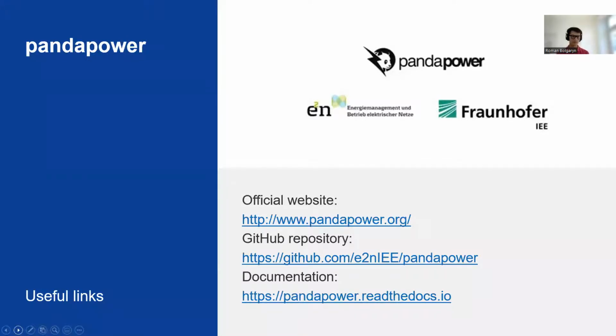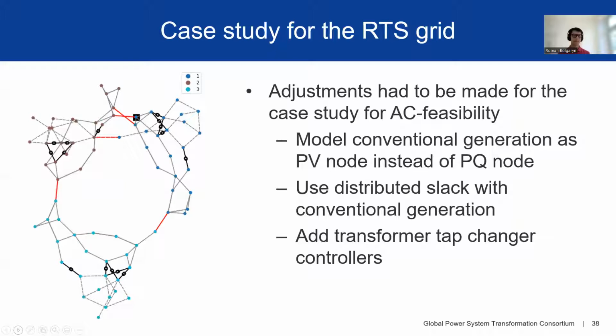And in the next slides, you can see the case study that we performed with PandaPower for this exercise. We see the image that represents the power system and the different zones. The red lines represent the connections between the different zones.